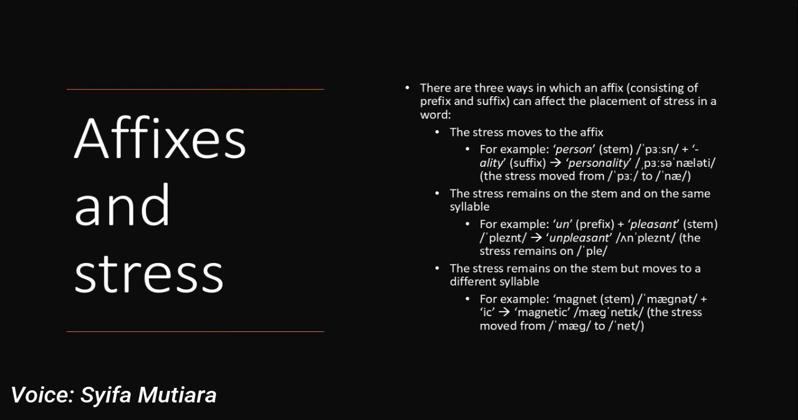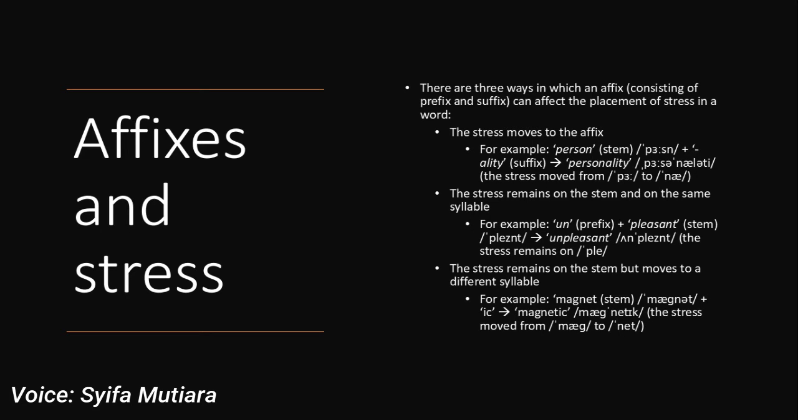Affixes and stress. There are three ways in which an affix, consisting of prefix and suffix, can affect the placement of stress in a word. First, the stress moves to the affix. For example, the word personality. It consists of person as a stem and ality as a suffix. So in the word person, the stress is on the first syllable, and after the suffix is attached, the stress moves from the first syllable to ni, so it becomes personality.